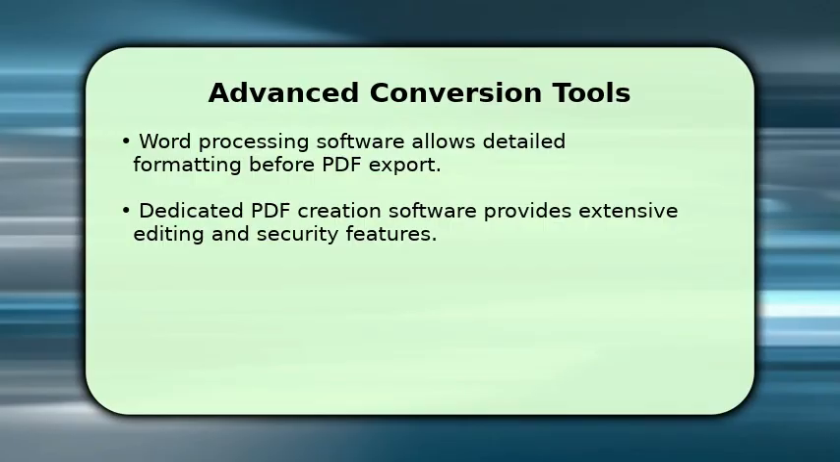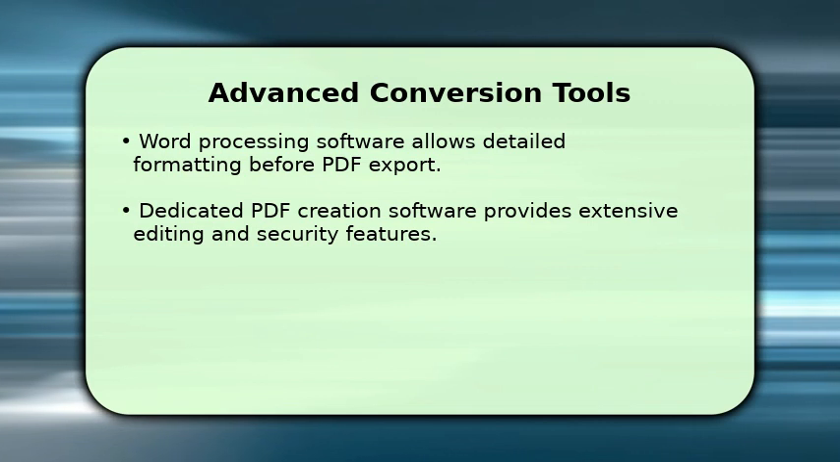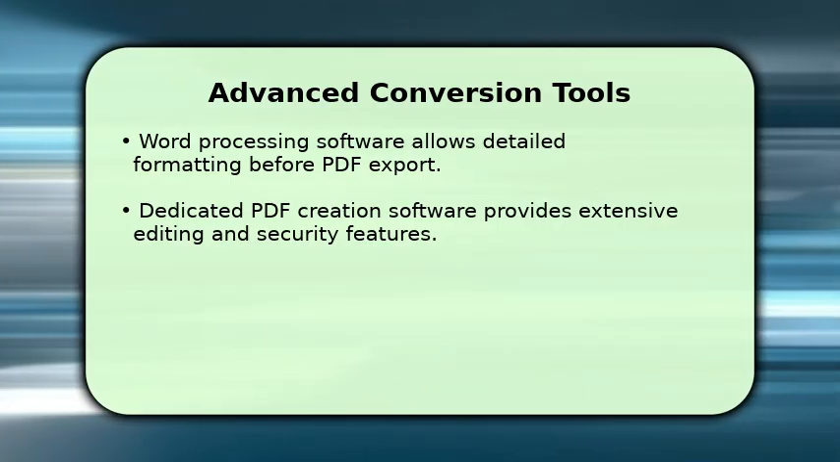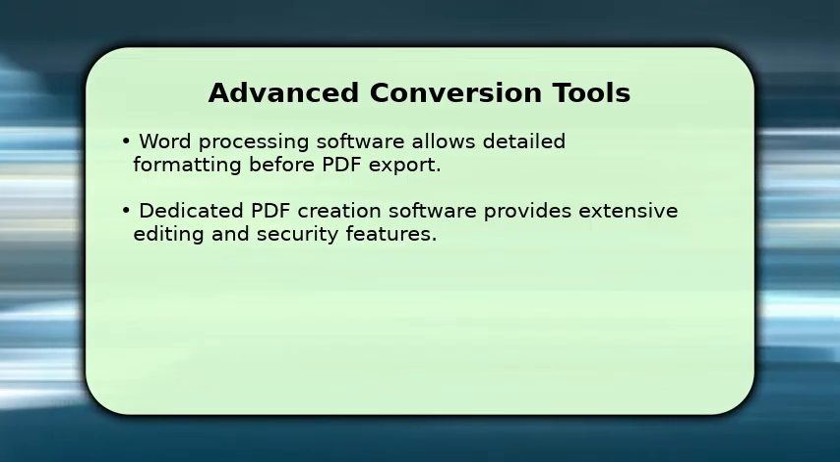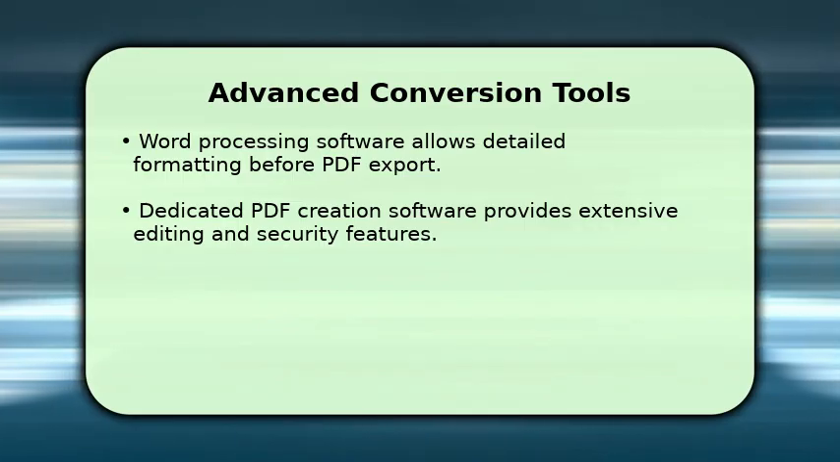For more control over your PDF, consider using word processing software like Microsoft Word or Google Docs. These programs let you fine-tune your document's layout, fonts, and images before exporting it directly as a PDF. If you need advanced features, such as merging multiple documents, adding watermarks, or setting password protection, dedicated PDF software offers a comprehensive solution. These tools give you professional-grade results.